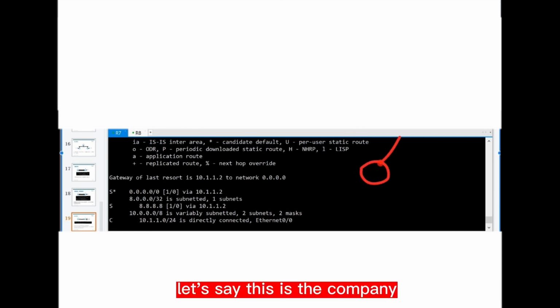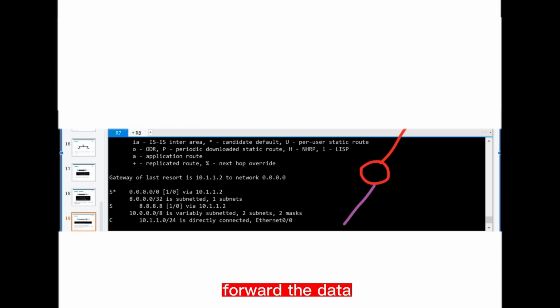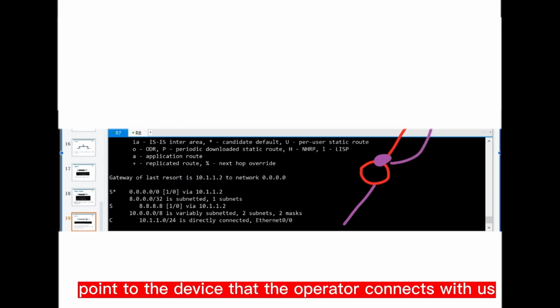Let's say this is the company, and this is the operator. Then I want to access all the data on the public network, such as Google, YouTube, Facebook. They are all public network services available through the operator. To forward the data, in the company export here, we'll enter a default route pointing to the device that the operator connects with us.